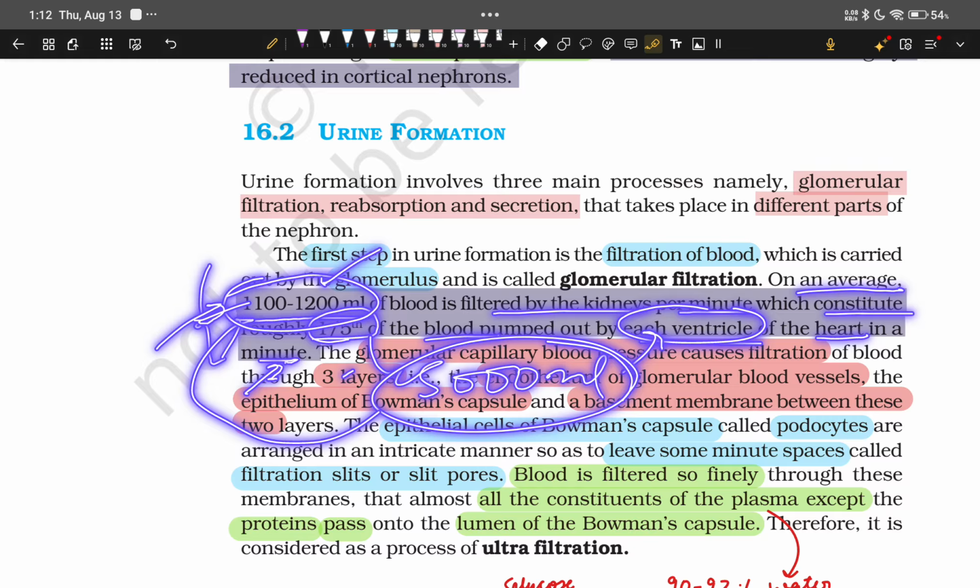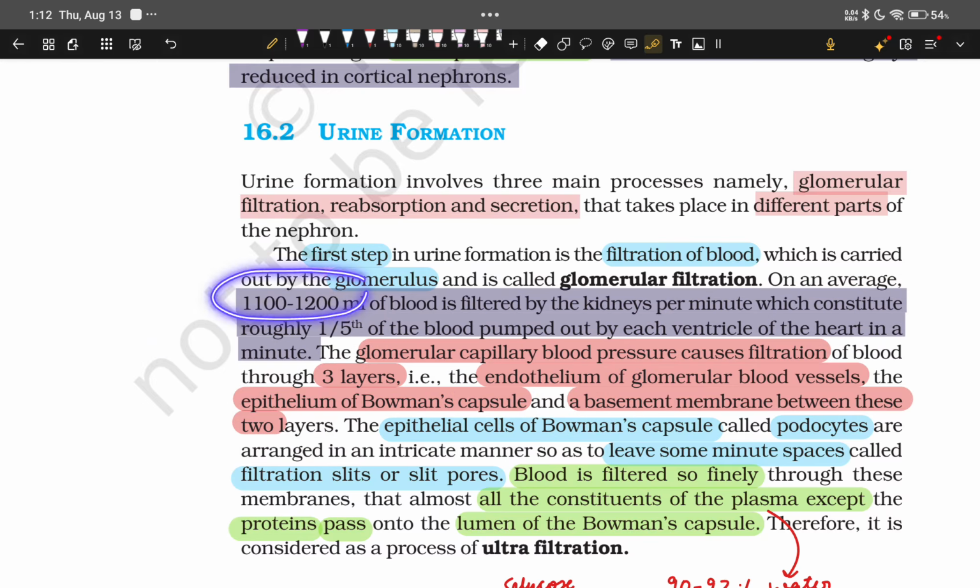And this amount of blood is filtered by the kidney in 1 minute. I hope you got it. So basically 1100 to 1200 ml of blood is filtered by the kidney in 1 minute, and 5000 ml of blood is pumped by each ventricle of the heart. So what is the connection between the two? That 1100 to 1200 ml of blood is 1/5 of the blood which is pumped out by each ventricle, which is 5000.